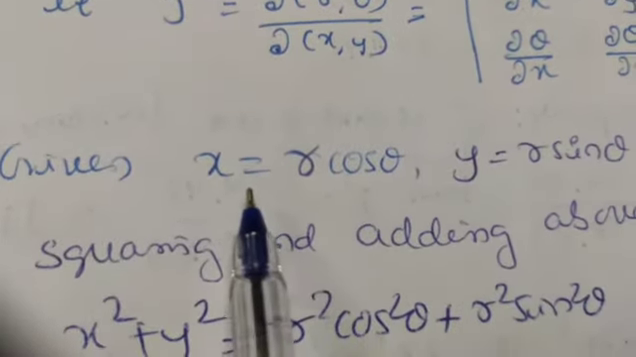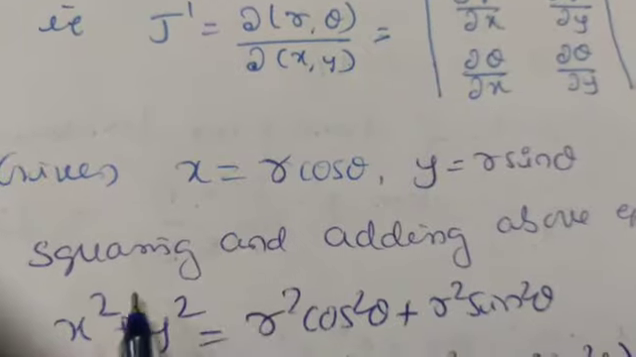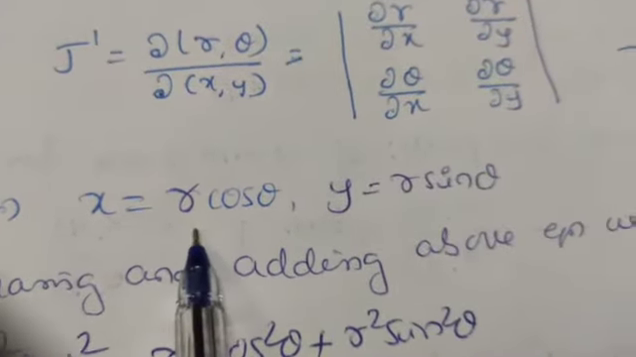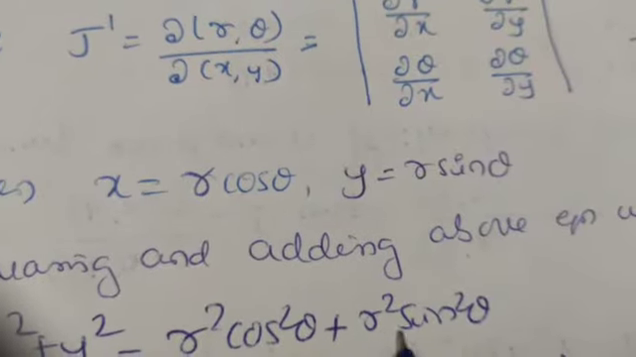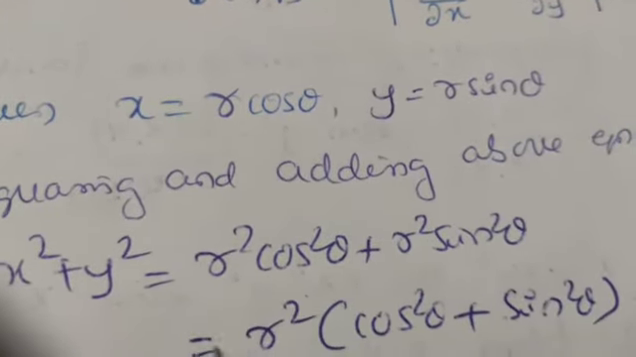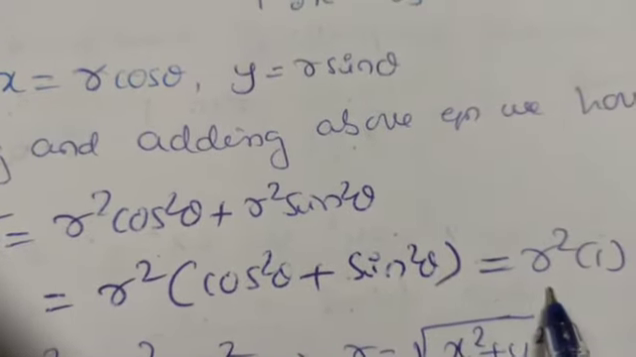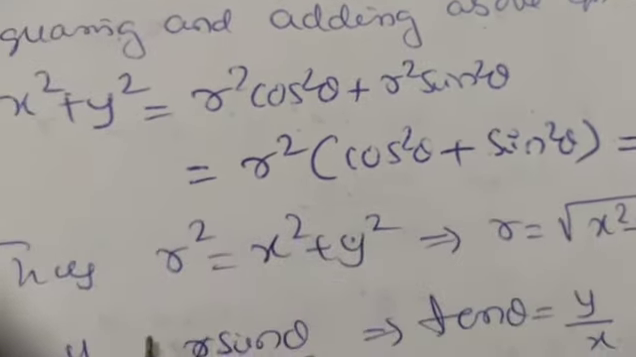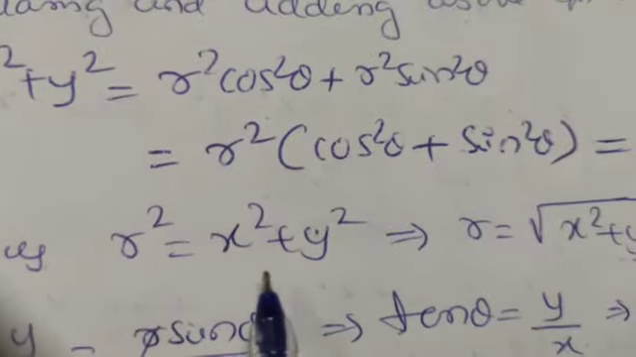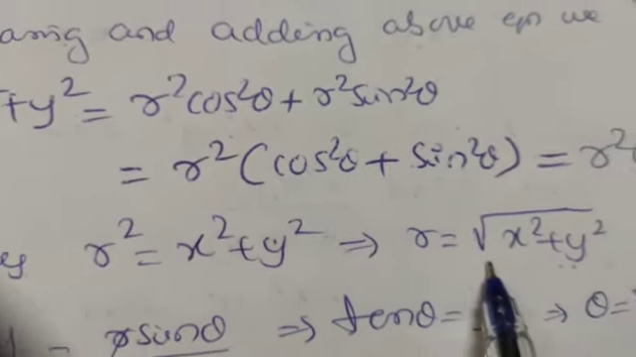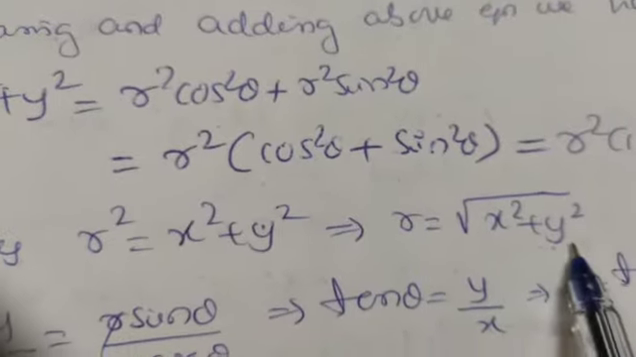So it is given here x and y. Let us square and add these two. We will get x square plus y square is equal to r square cos square theta plus r square sin square theta. Let us take r square common in this. You will get cos square plus sin square, which is equal to r square into 1. So this implies r square is equal to x square plus y square, or we can take r is equal to under root of x square plus y square.